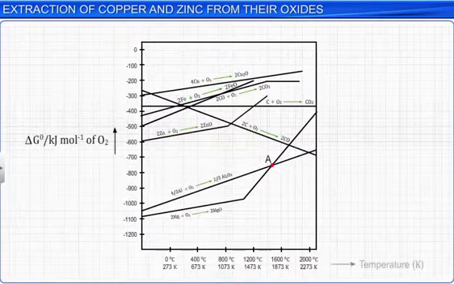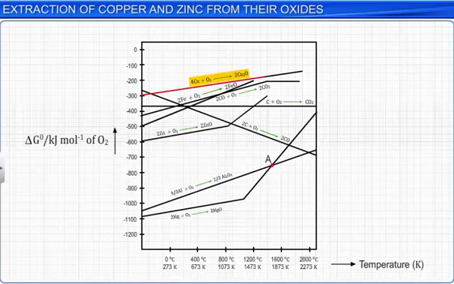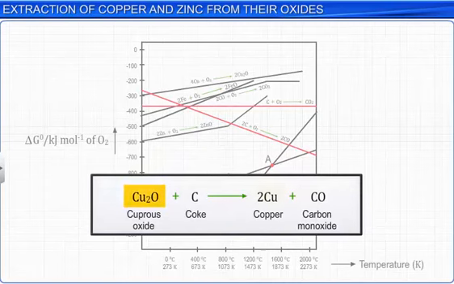Now look at the Gibbs energy versus temperature plot for the formation of oxides. You can see that the line for cuprous oxide is almost at the top, while the lines corresponding to the formation of carbon monoxide and carbon dioxide from carbon are much lower, particularly after 500 to 600 Kelvin. Therefore, it is quite easy to reduce cuprous oxide to copper by heating with coke.